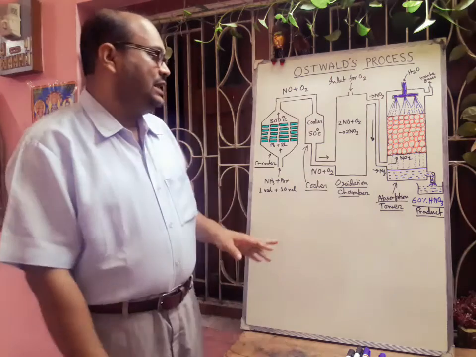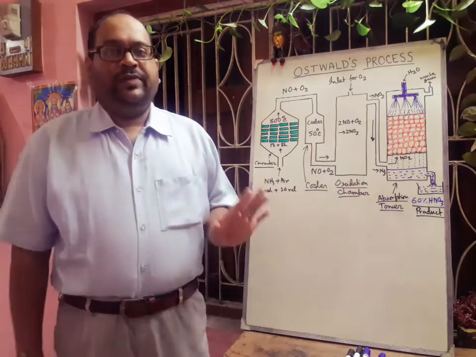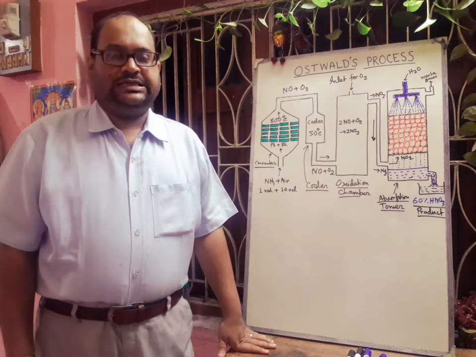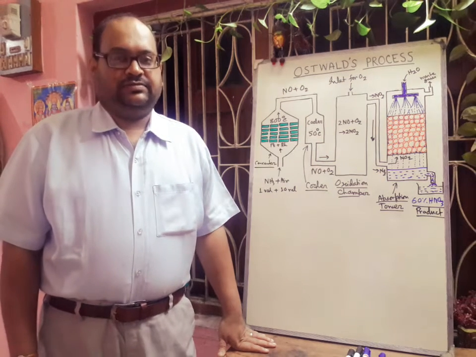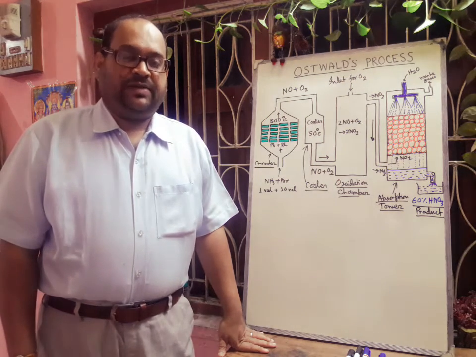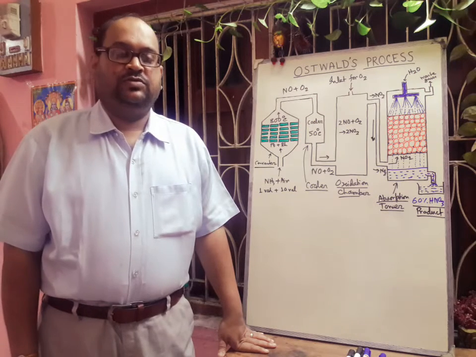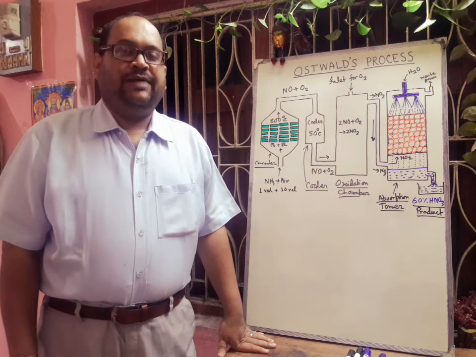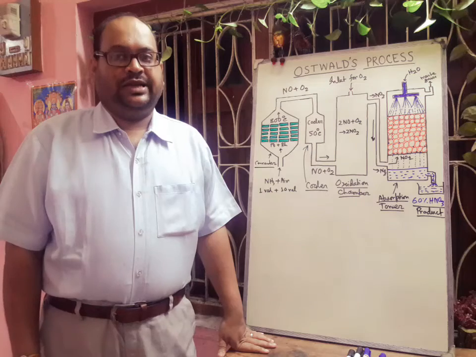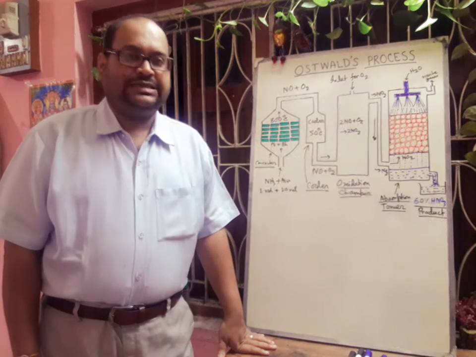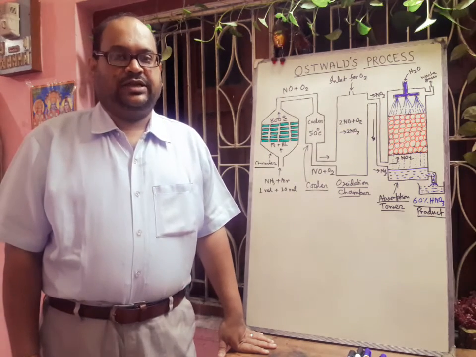Now what are the reactants? Here two main reactants are there. One is pure ammonia gas and another is air. The air should be perfectly clean, there should not be any dust. We have to take them in a 1:10 volume ratio, that is, pure ammonia gas and air in the ratio 1:10.